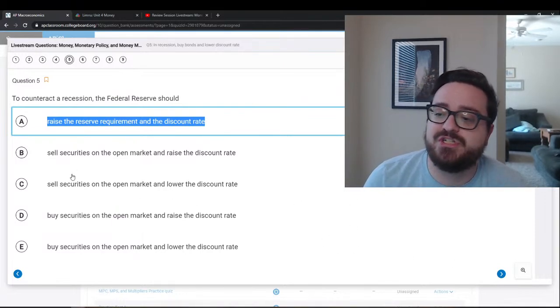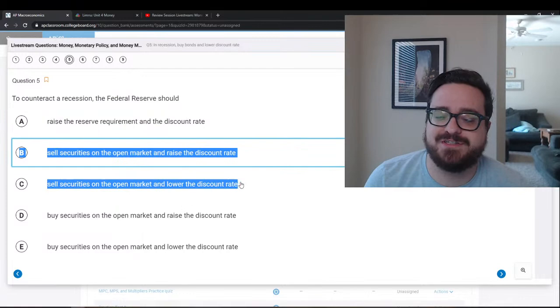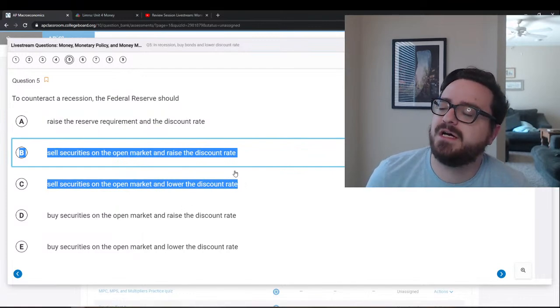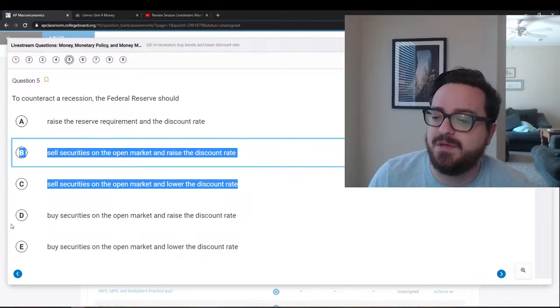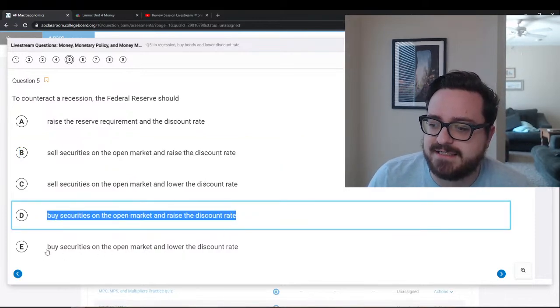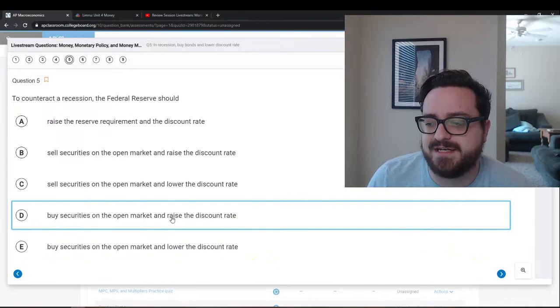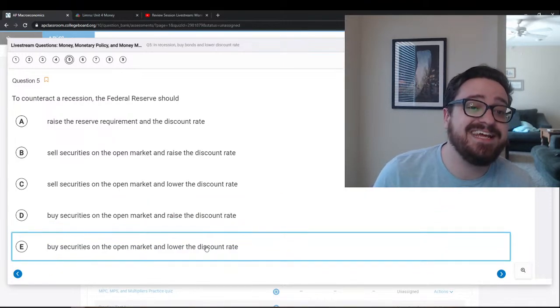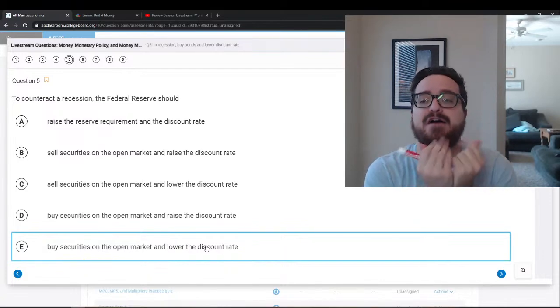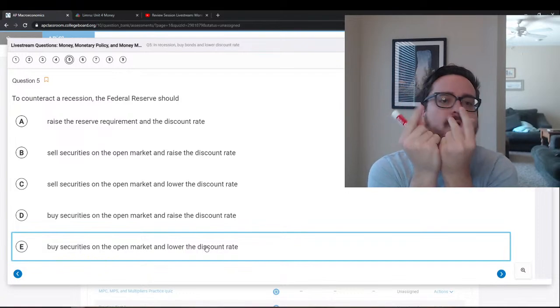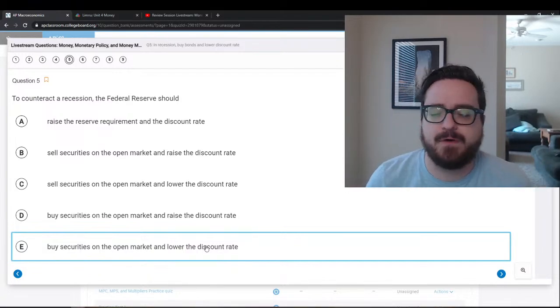Selling securities, we just talked about this for the last 2 questions, and again, I mentioned they asked about this one the most. Selling securities is contractionary, so nope to B and C. We are down to D and E, and I just said raising the discount rate is contractionary. It's E. Buying bonds in the open market means the Fed is buying bonds off of me. They are giving me money for my bond. I now have money. Great. I can go and spend it, again, on 80,000 Kit Kat bars.